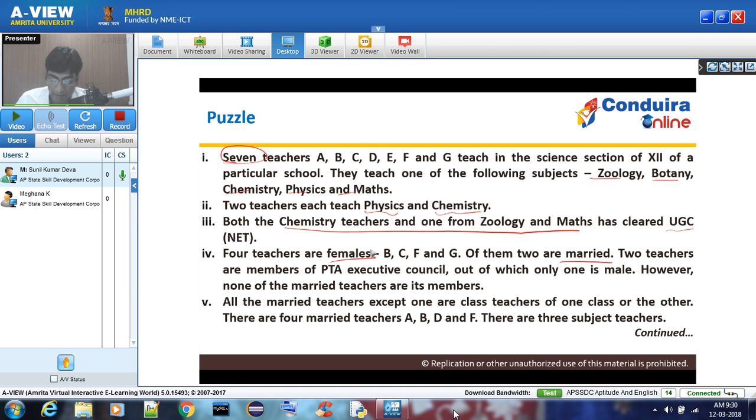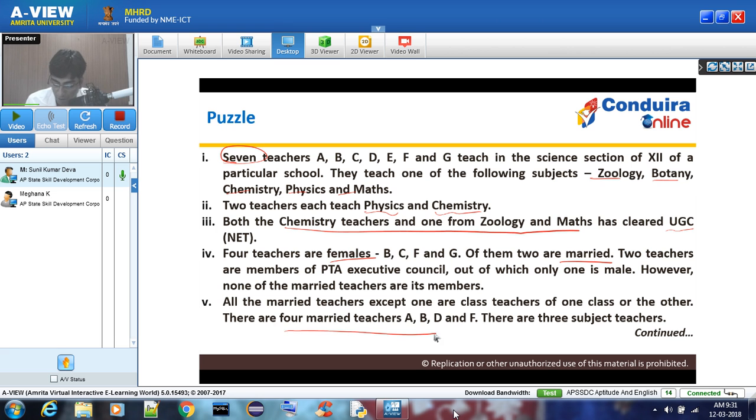4 teachers are married, of which 2 are female. 2 teachers are members of the PTA council, of which only one is a male. However, none of them are married. All married teachers except one are class teachers of one class or the other. Did you notice that I'm reading a lot of information and I'm skipping it because I realized that information is so difficult I don't know what to do with it? Sometimes we will need to skip it and find out some information that we can actually use.